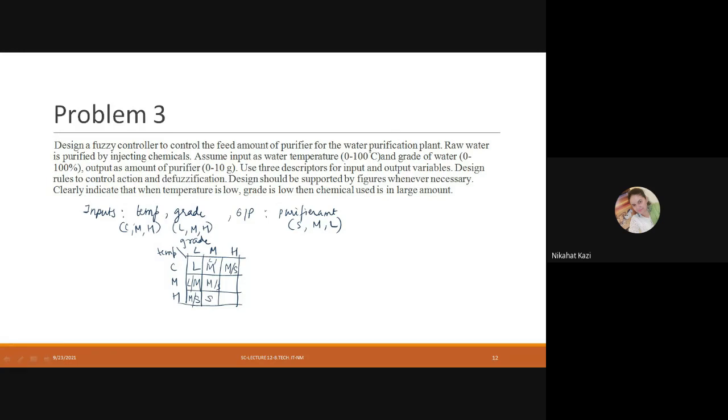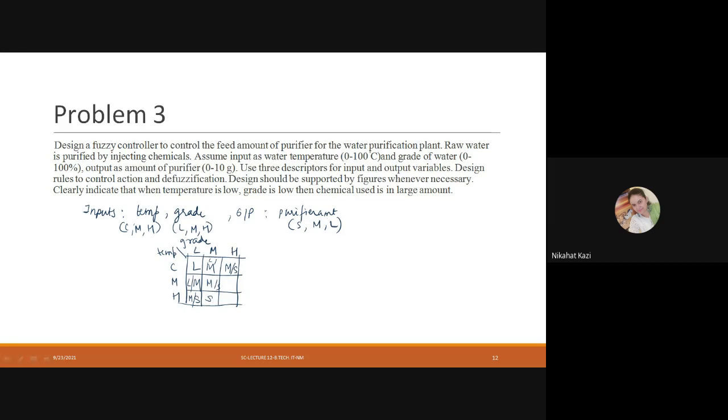The amount of purifier should decrease, right? Should increase, sorry, should increase. But remember that the quality of water is high. Okay, so what will you have here? Amount will decrease now. Quality of water is high. This is, temperature has increased. So because of increase of temperature, the amount of purifier required is less, and quality is also high.